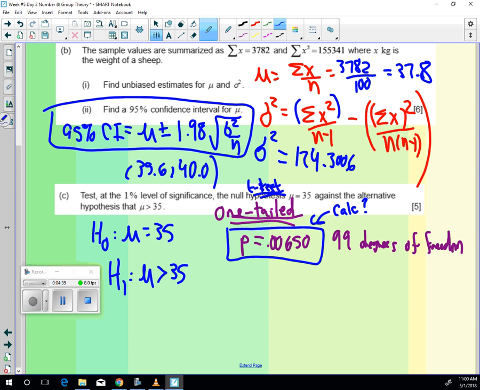Okay. So then if we're looking at a 1% significance, what can you say about P and 1%? Greater than or less than? Is this less than or greater than 0.01? This guy. Less than. Therefore, what do we do? We reject null. And they said accept the alternative.